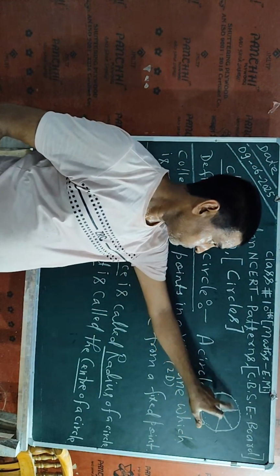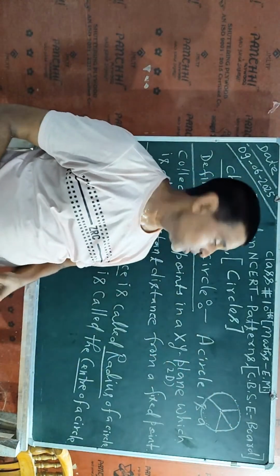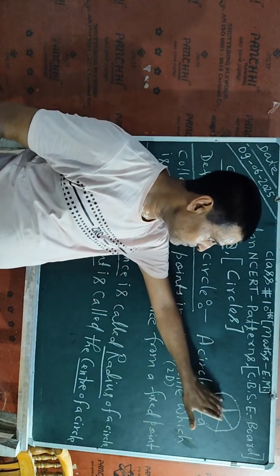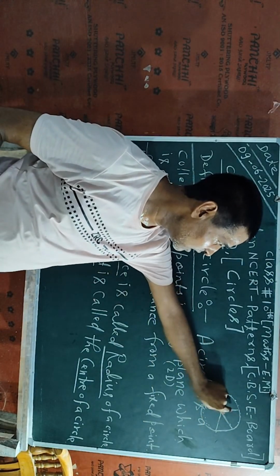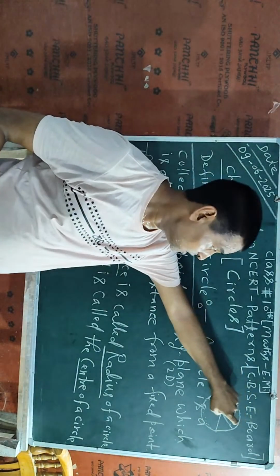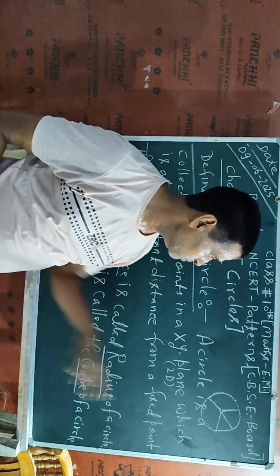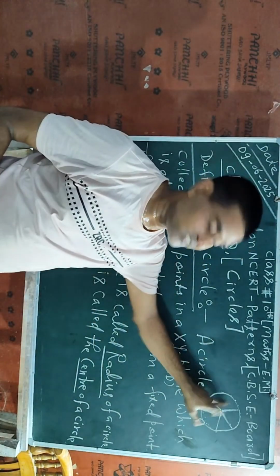Now we have to get, if any equation of a circle is given, from that equation of the circle we have to find out the radius of the circle and also the center of the circle. So all these points I am going to summarize to make a general equation of the circle.